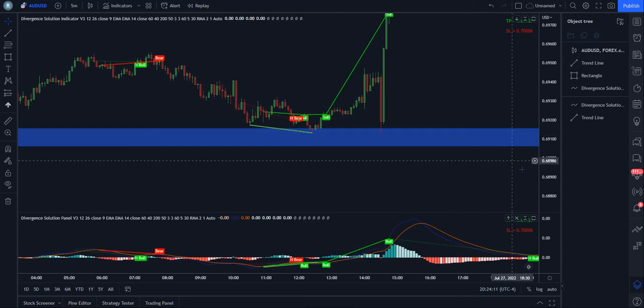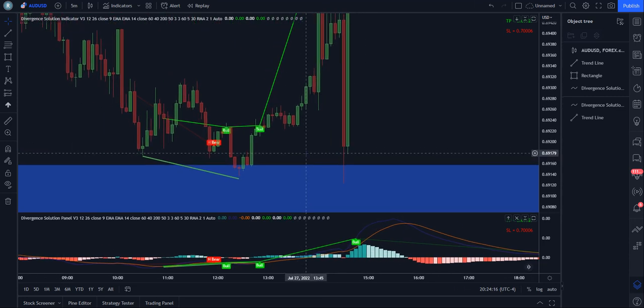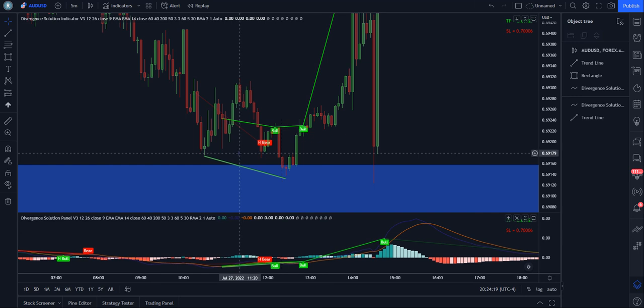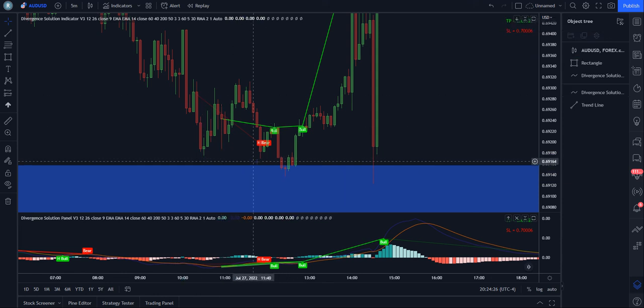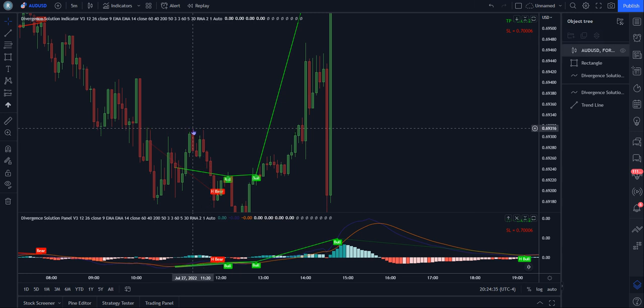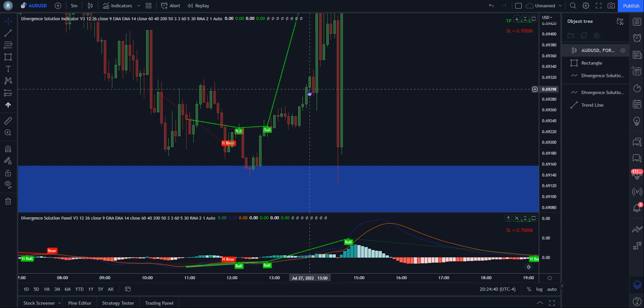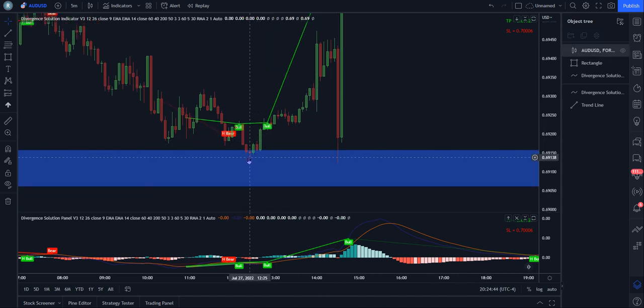So for instance, let me zoom in again. We did get the valid QM pattern. We had the stop hunt here with the divergence telling us. We had this high and even this high, although I would have been looking at this high, was broken. So we then have the break of structure. And so we could have reasonably expected this low to stay.